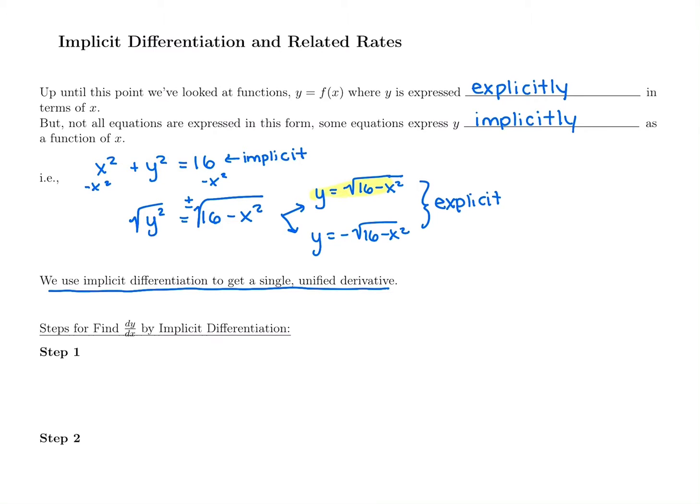Not to mention, these would both be chain rules if we had to solve for y, versus this derivative would be a lot simpler. We'd bring down the power, subtract one for the new power. It wouldn't be as complicated as using the chain rule. So we want to learn how to do this.